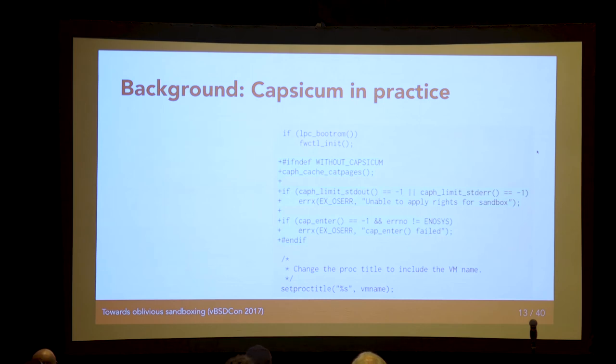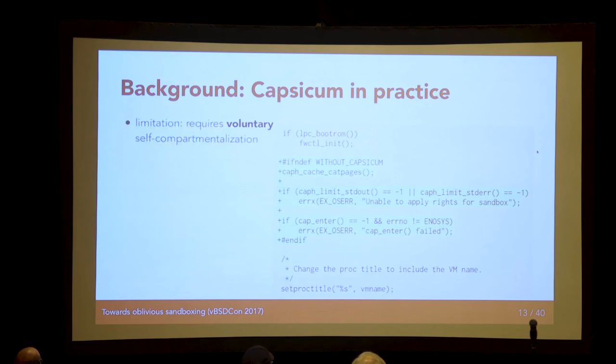So we had to say, let us apply, and I said we would come back to this, let us apply some Capsicum limitations to standard out and standard err. So you can read from standard in. You can't ioctl on the terminal, for example. That's the sort of thing that might be nice to ensure. And we're going to enter capability mode. OK, so there's all of our background. That's Capsicum, Capsicum as she is played, as it were, today.